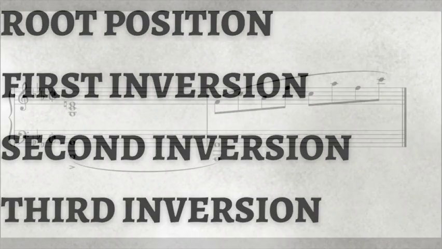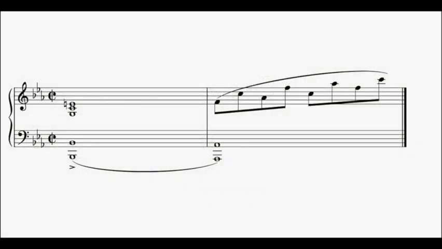And here is an example of a chord in its third inversion. This is from Beethoven's Pathetique Sonata, from the third movement. And here we have a C7 chord. And it's actually that 7th note, that B flat, which is in the bass. And this then resolves onto an F minor chord, which itself is inverted.